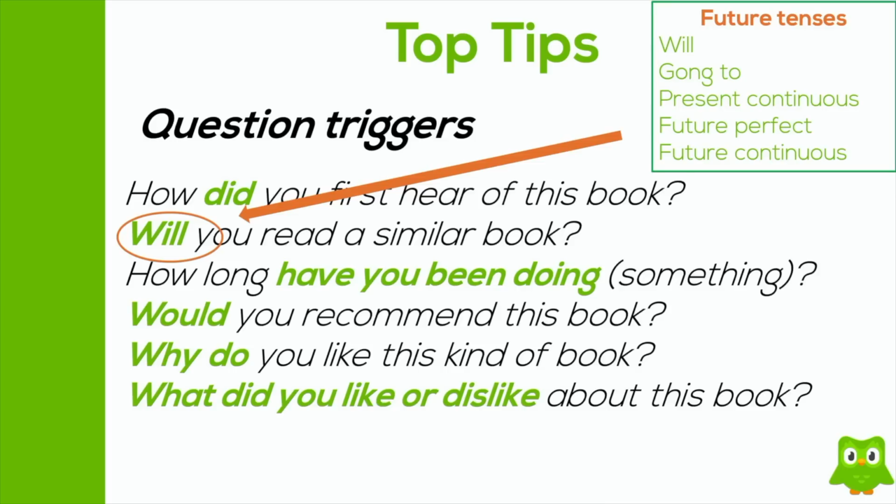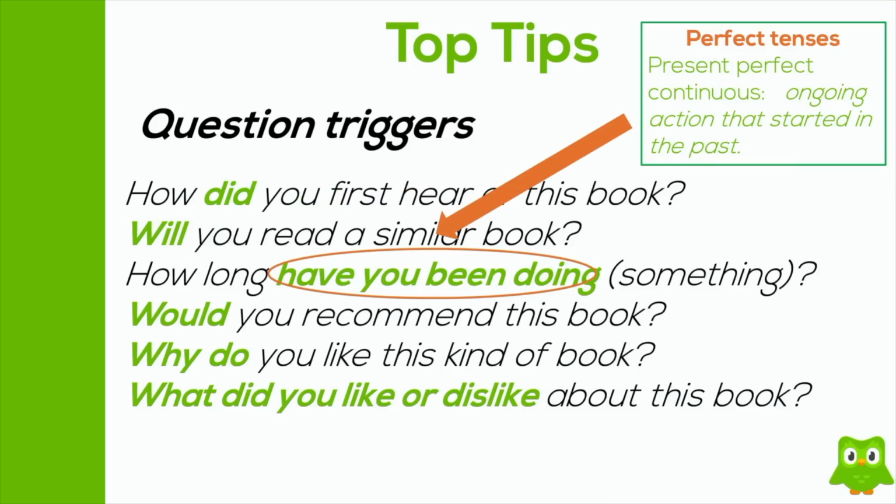Now they get a little bit more tricky. So this question is quite common. How long have you been doing something? For this, you need to respond using the present perfect continuous. The present perfect continuous is have plus been plus a verb with ing.